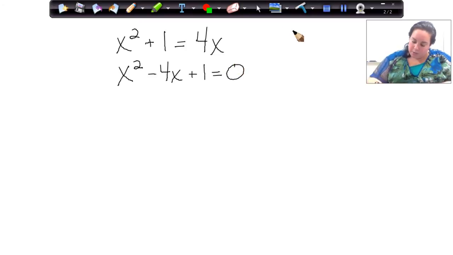And we'll go ahead and jot to the side that a, the coefficient of x squared, is 1. B is the coefficient of x, which is negative 4. And C is the constant term, which is 1. Okay, let's plug them into the formula.